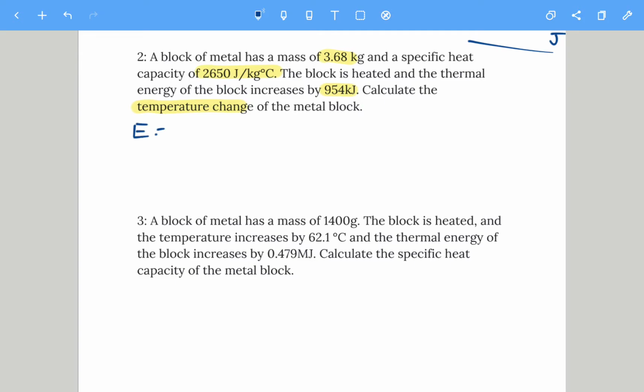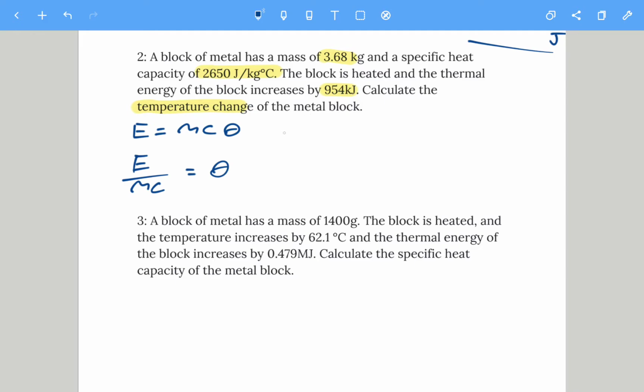So E equals mc theta. And what I'm going to do first of all is rearrange it and make theta, the temperature change, the subject. So I've got a times m and a times c attached to theta, so I need to move them to the other side. The opposite of timesing by mc is simply move it to the other side and divide by mc. Then we just need to put our numbers in.